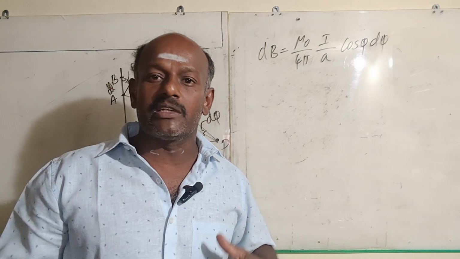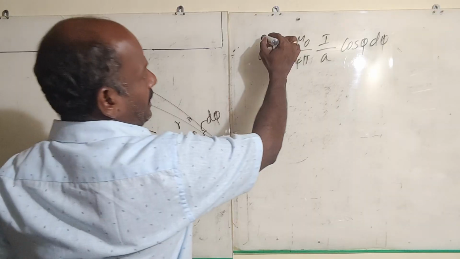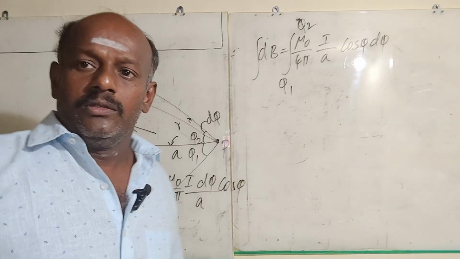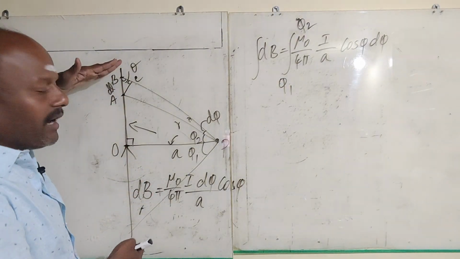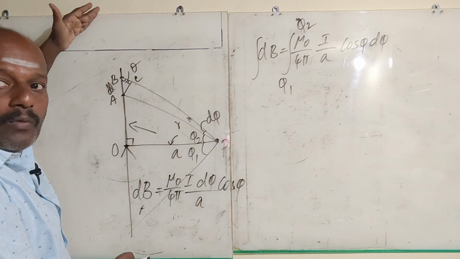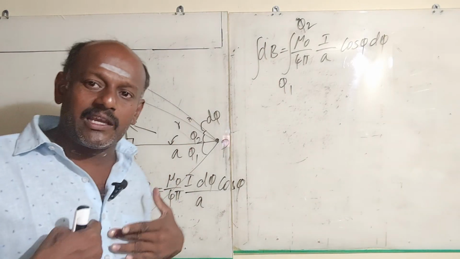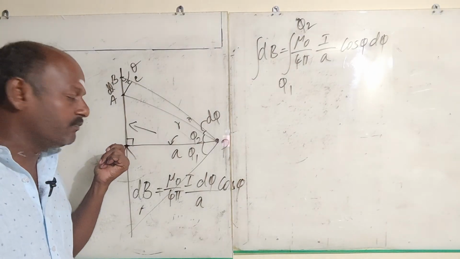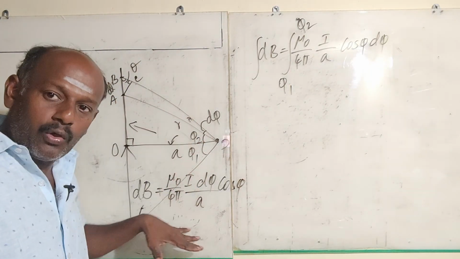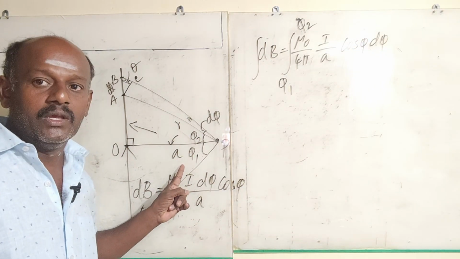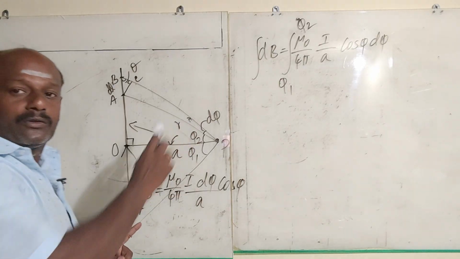But what is my aim? To measure the total magnetic induction throughout the long straight wire. For that, I have to integrate it. In order to find the total magnetic induction due to the whole wire, see, this is the angle phi. For my convenience, I am considering this as the midpoint. From the midpoint, the top side I can take as the angle phi 2, and the lower side as the angle phi 1. So I have to integrate with respect to the angle phi 1 to phi 2.